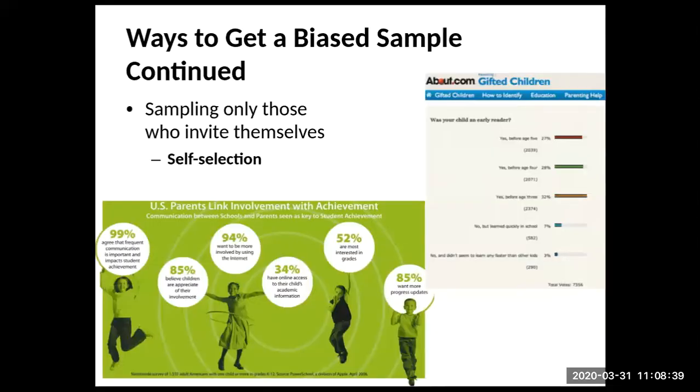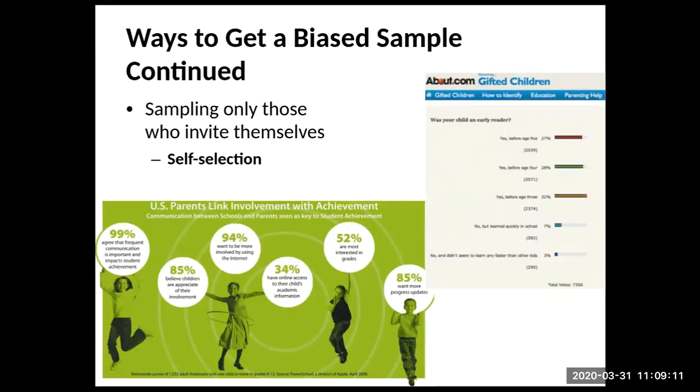Other ways to get biased samples, all of these polls that I've just been talking about, is basically sampling only the ones that invite themselves. And there is already bias behind this because you may not want to answer a poll question if you don't count for this poll, or if your answer may not be one that you think is desirable. You can just choose to sit out. So self-selection means that people can choose whether or not they want to participate in this. And that in itself is a biased method.